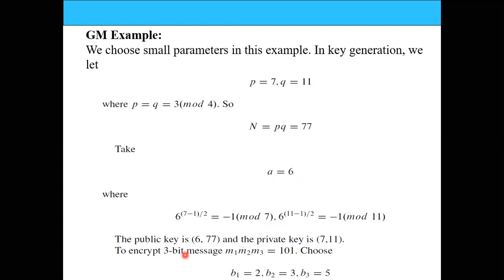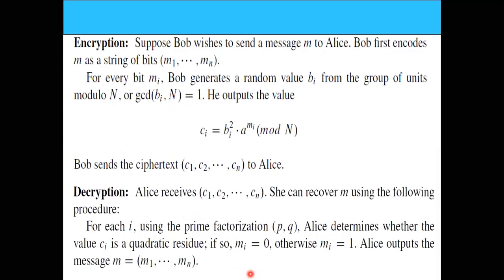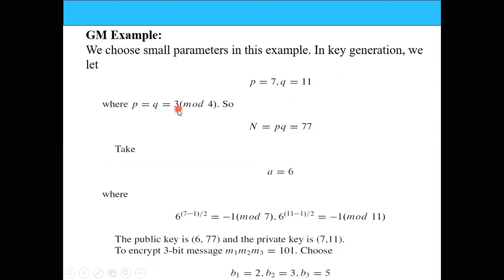To encrypt the 3-bit message M1, M2, M3, which is 101, choose any Bis. The GCD of each Bi with N must be 1, so you can take any Bi from the 77 elements from 0 to 76. Take B1, B2, B3 as 2, 3, 5. The GCD of 2 with 77 is 1, the GCD of 3 with 77 is again 1, and the GCD of 5 with 77 is again 1. So we have fulfilled the criteria of selecting Bis.